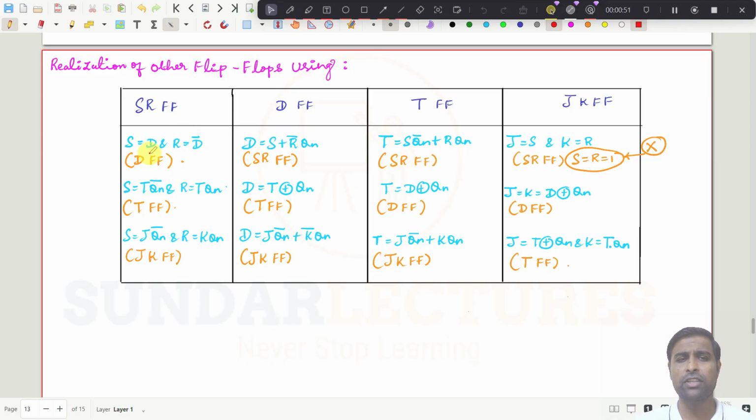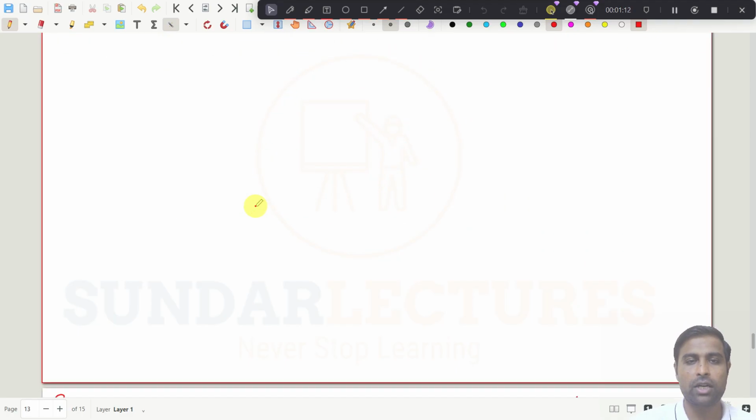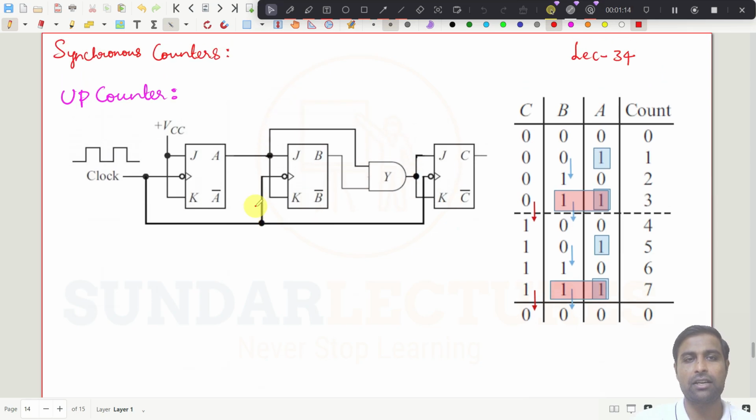If you want to convert the SR flip-flop into a D flip-flop, then what should be the S and R inputs, as well as if you want to convert it into a T flip-flop, what is the input for S and R. Like this we have derived all the expressions for all the flip-flop conversions in the previous class, right? So now we will move on to the synchronous counters.